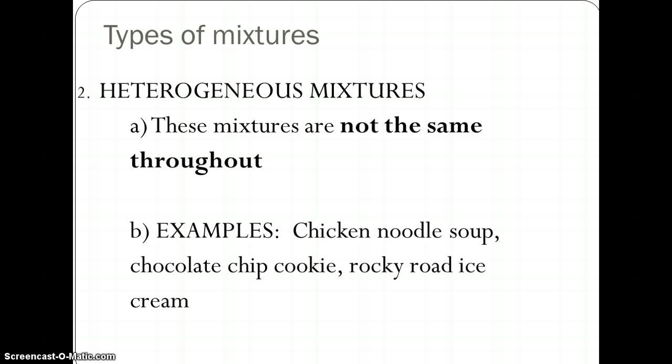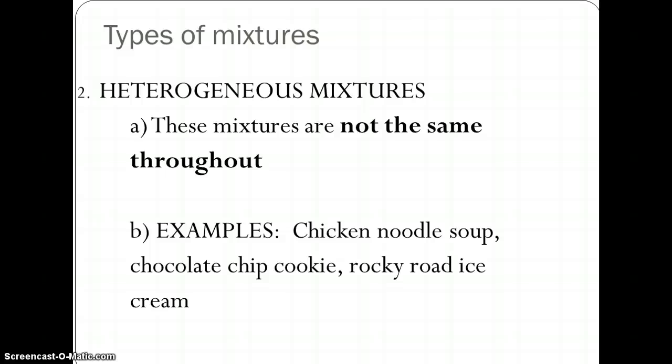Heterogeneous mixtures, however, hetero means different. So heterogeneous mixtures are not the same throughout. Examples of this would be like chicken noodle soup. If you think of chicken noodle soup, you think of the noodles, the carrots, the soup, the chicken. Those are all different pieces of the mixture, and you can actually see them.